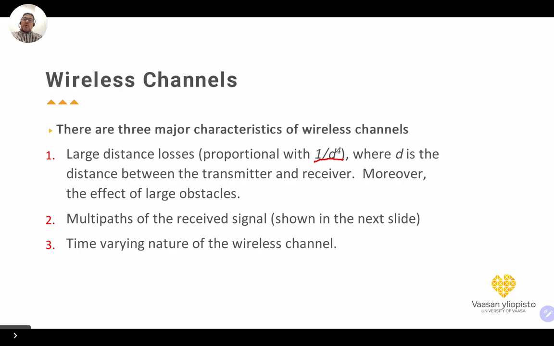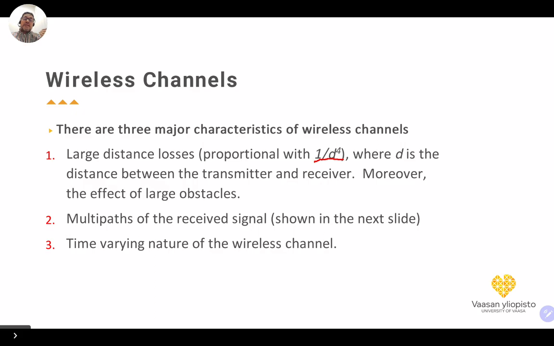The second is multipaths of the received signal. The propagated signal might arrive at the receiver over a multipath profile, as we will see later. And then the third is the time varying nature of the wireless channel. The wireless channel is not fixed. Assume we were able to know a very accurate model of the channel, and then we were able to handle this multipath problem, so we have a reverse action of this multipath problem in the receiver.